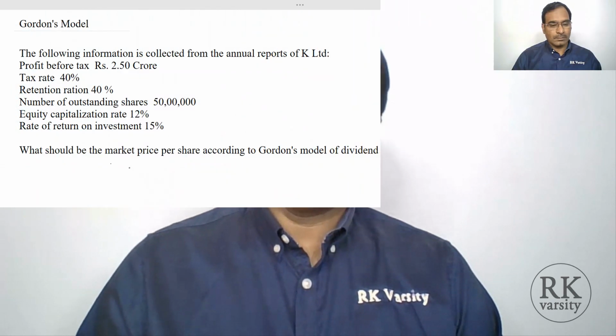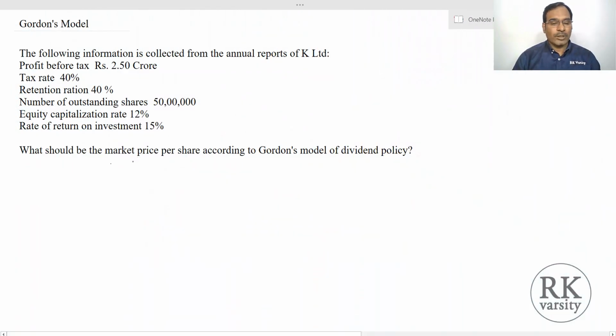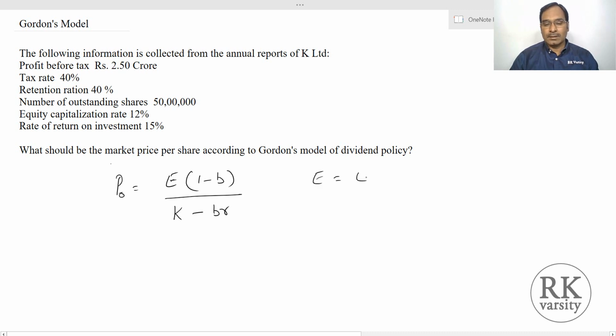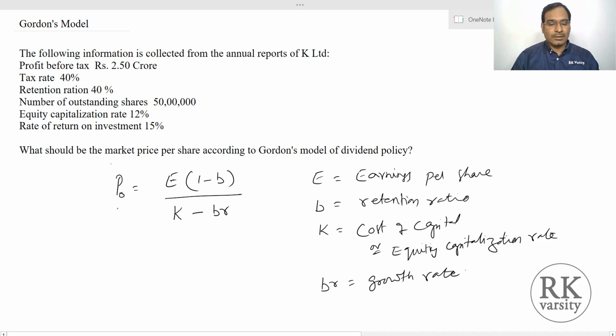Now I'll explain how to calculate the market price of a stock under Gordon's model with an example. The formula to calculate price under Gordon's model is price equals E(1-B) upon K minus BR, where E is earnings per share, B is retention ratio, K is equity capitalization rate or cost of capital, and BR is growth rate. Using this equation, now we'll calculate the price according to Gordon's model.